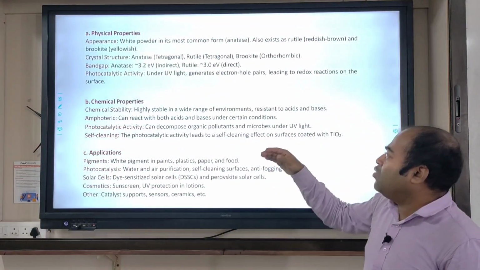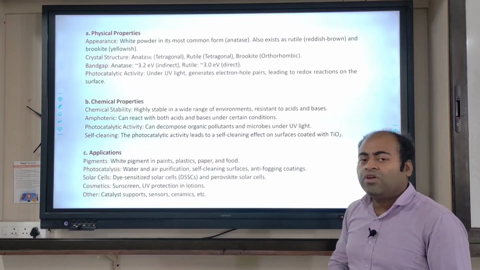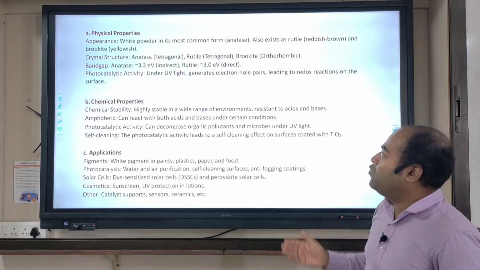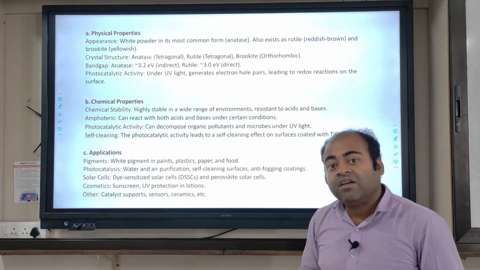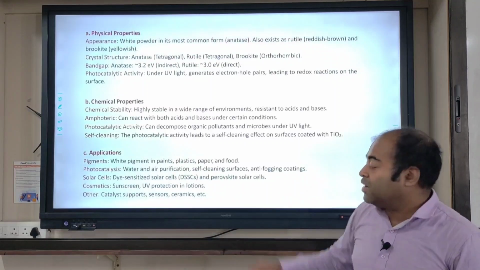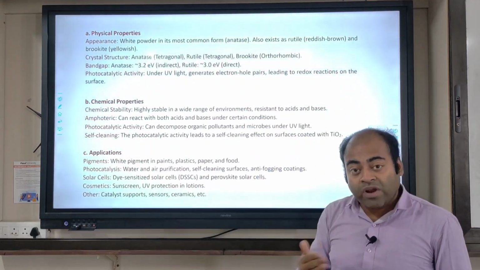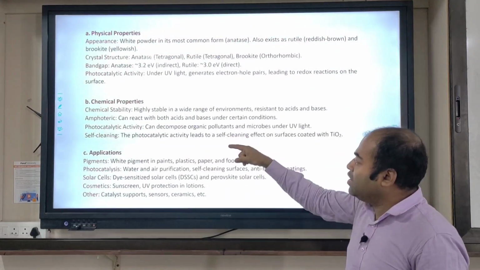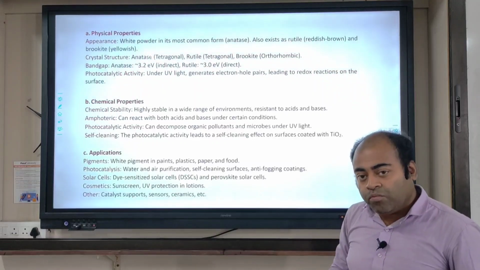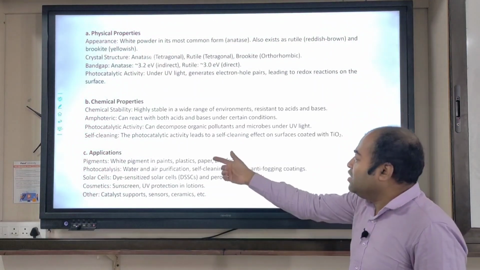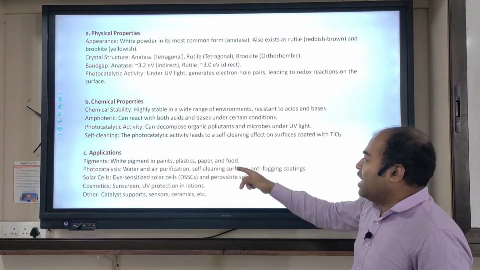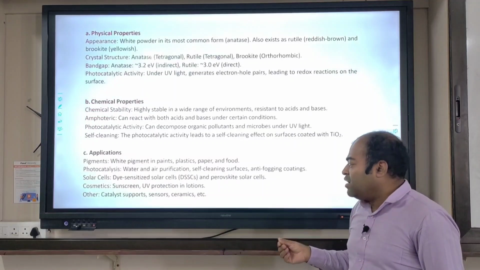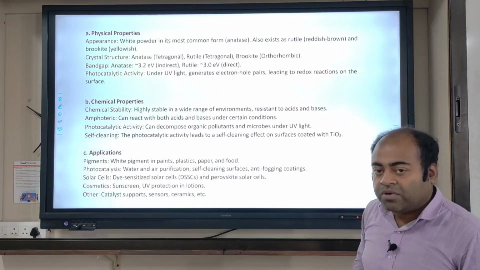The band gap is about 3 to 3.2 electron volts, so it is a wide band gap semiconductor. And TiO2 exhibits photocatalytic activity; it has already been proved that titanium dioxide is a very good photocatalyst, but since its band gap is wide, it is more active in the ultraviolet region. Chemical properties: it is stable and amphoteric, meaning it can react with both acids and bases, and it is self-cleaning. And applications: they are used for pigments, photocatalysis, solar cells, cosmetics, and other types of catalysts, sensors, etc.